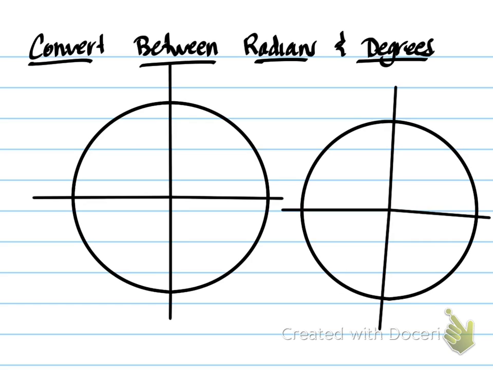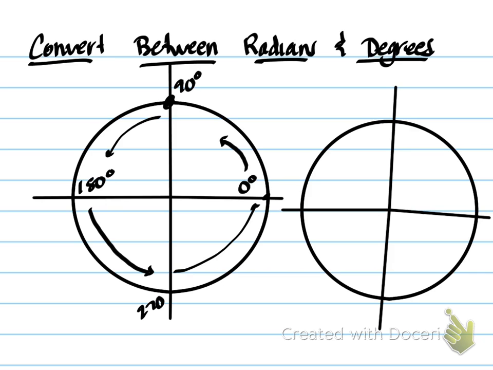If we remember what a unit circle is, this is 0 degrees. As we move forward this way, the degrees start getting more positive. As soon as we hit this angle right here, this is a 90-degree angle. As we keep going along, this is 180 degrees, then this is 270 degrees. And as soon as we get back to 0, we have done a full circle, which is 360 degrees.